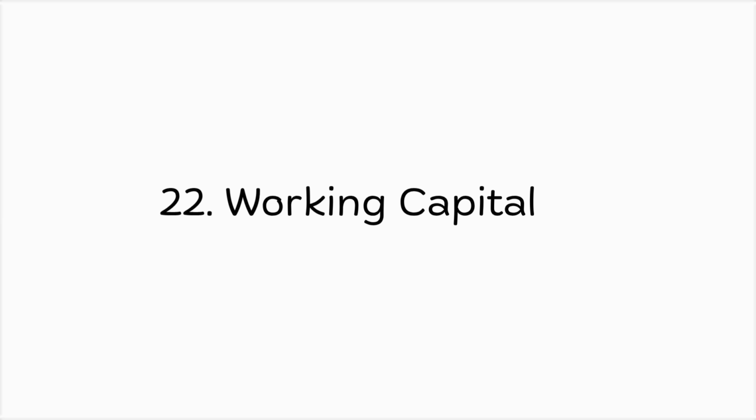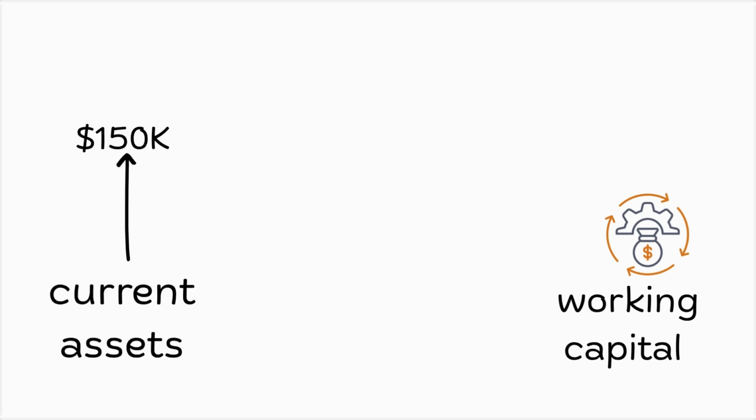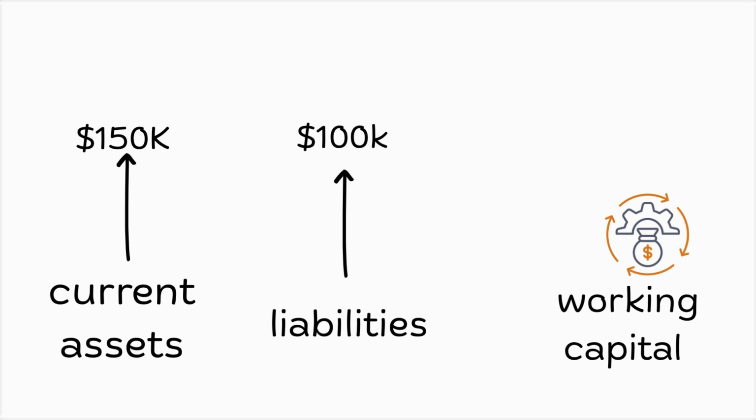22. Working capital. Money used for daily operations is known to be your working capital. Like current assets are $150,000 and current liabilities $100,000. So your working capital would be $50,000. And also that's your short-term breathing space.